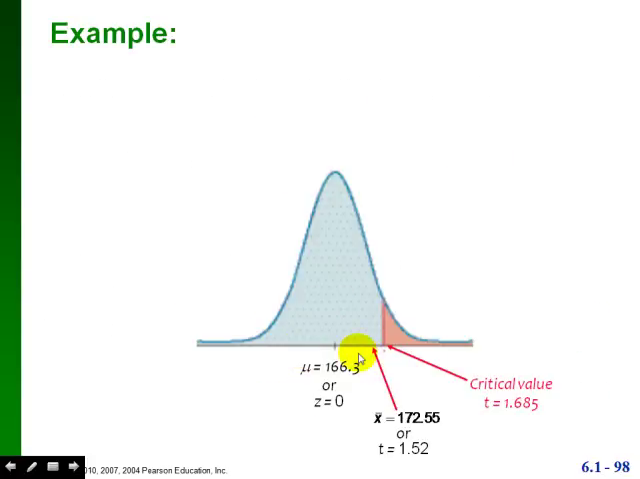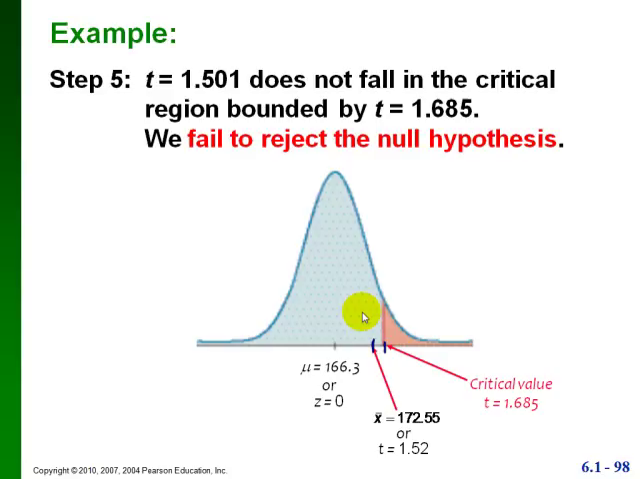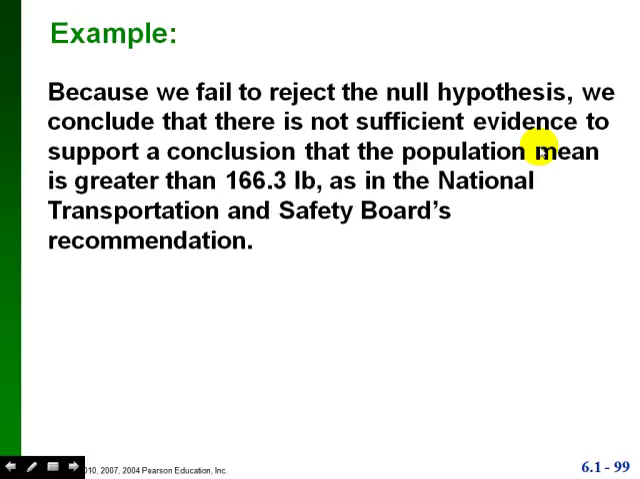Well, they have a prettier picture than I did. But again, here's our critical value of the 1.685. Our test statistic was the 1.5 something, so that's over here. It is not in our rejection region. So our conclusion is that we failed to reject the null hypothesis. And remember, the fail means that there's not sufficient evidence. The fail and the not go together. So there's not sufficient evidence to support a conclusion that the population mean weight is greater than 166.3 pounds.